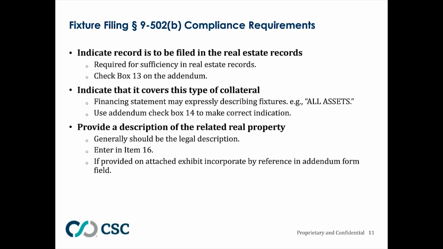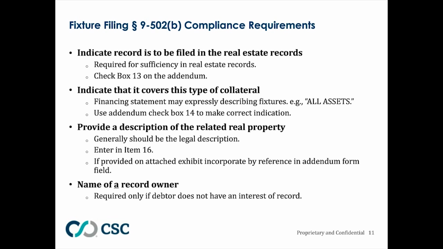The financing statement for a fixture filing must also provide the name of a record owner if the debtor does not have an interest of record. For example, if the debtor is the lessee of a piece of property and the lease has not been recorded so that their name is in the grantor-grantee index, or maybe the debtor is the beneficiary of a trust that actually owns the property, in that case the debtor's name isn't going to be in the grantor-grantee index, so they require a name of the record owner so they know where to index it and how to index it in the grantor-grantee index.